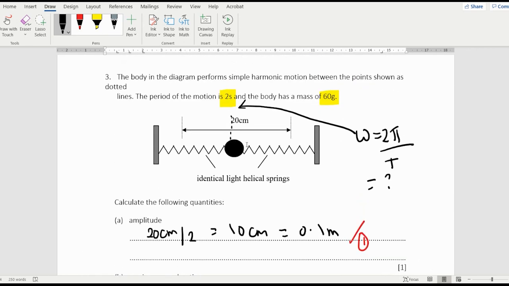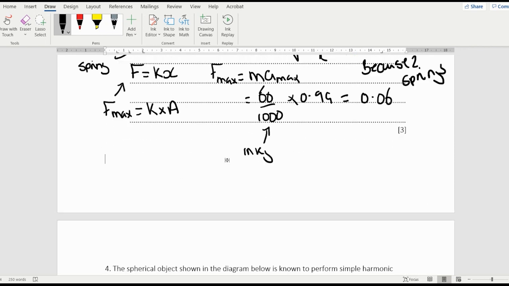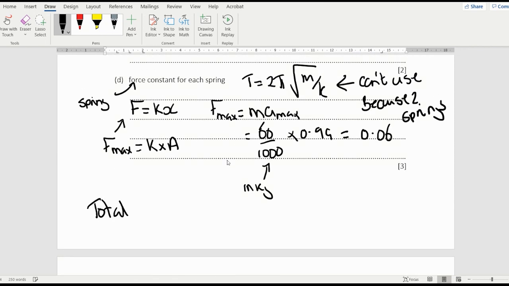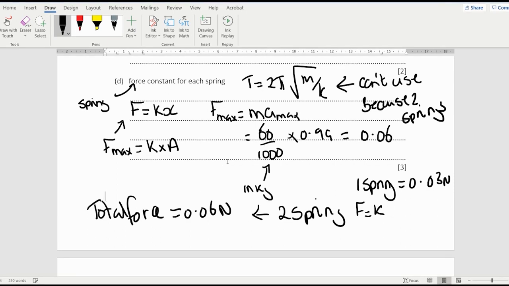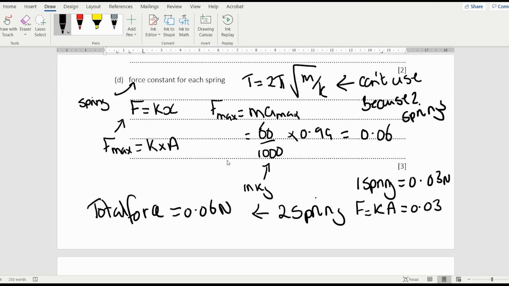The maximum force is felt by the tension of this one and the compression of this one. So the total force equals 0.06 newtons, and that is shared between 2 springs. So 2 springs feel that, so 1 spring equals 0.03 newtons. And then I can, of course, use F equals kx. In this case, the maximum extension is going to be the amplitude, so 0.03 newtons: k times 0.1 equals 0.03. Which means my k is going to be 0.03 over 0.1, which is 0.3 newtons per meter.